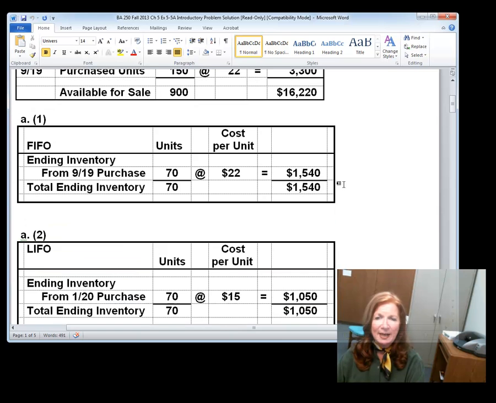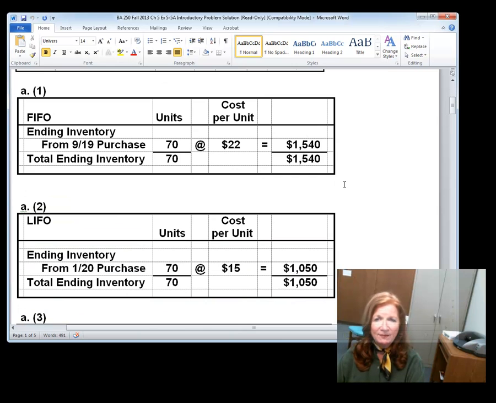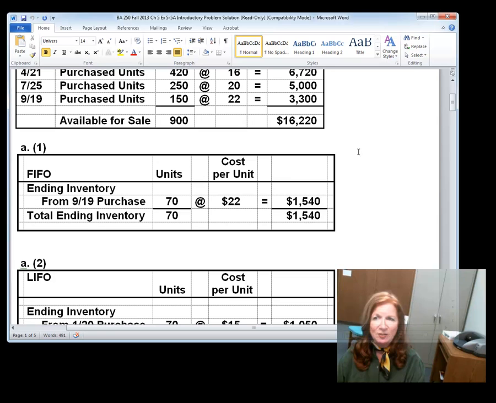So number 1 says, okay, we have that information, and we have one says FIFO, first in, first out, and it had an ending inventory. Now, the question for us, of course, is how many units are in the ending inventory? Well, if there were goods available of 900 and we sold 830, then there had to be 70 units, 900 minus 830, the difference being 70 units still in the inventory.